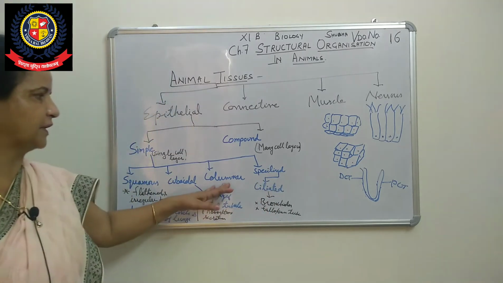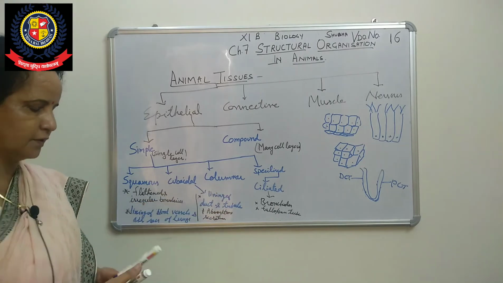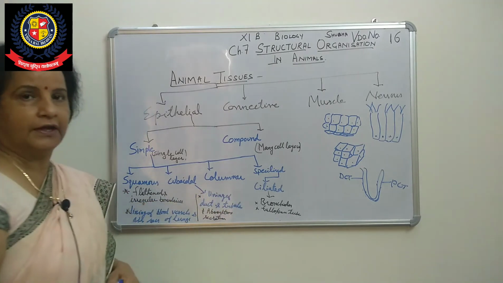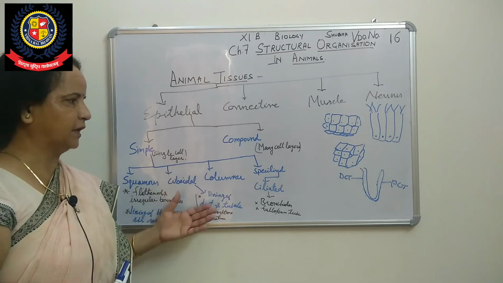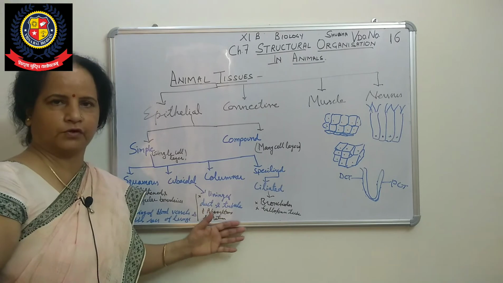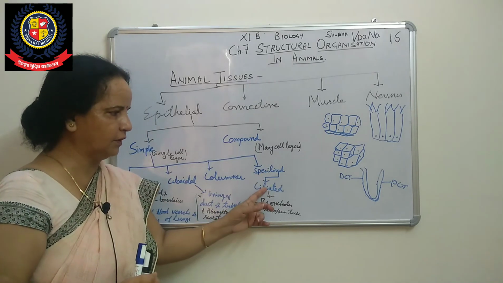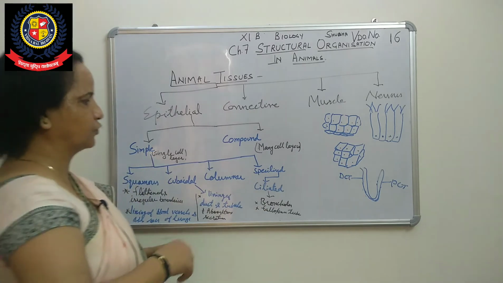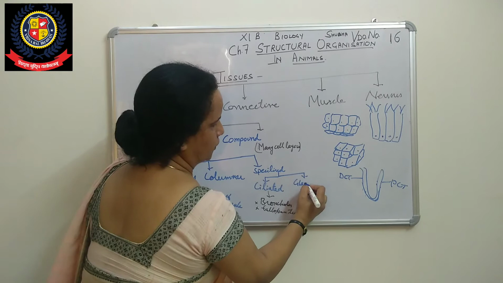It is present in the alimentary canal also, hollow body organs, where columnar tissue is present. It gives strength, and the epithelial lining is there for protection. Again, besides ciliated, one more specialized tissue is there, and that is glandular.